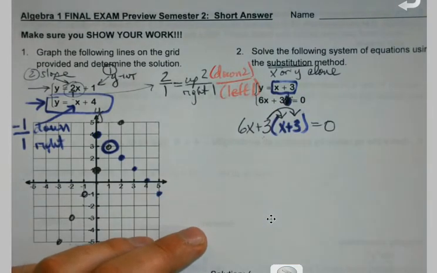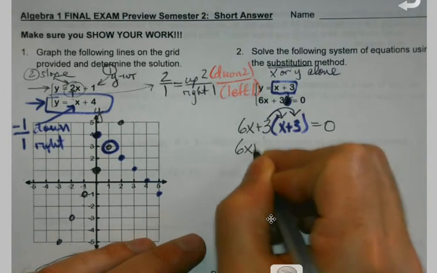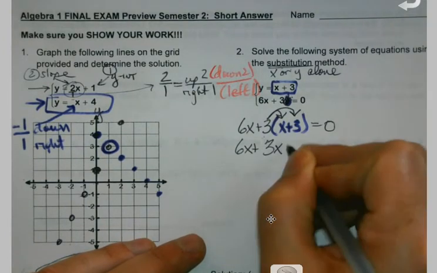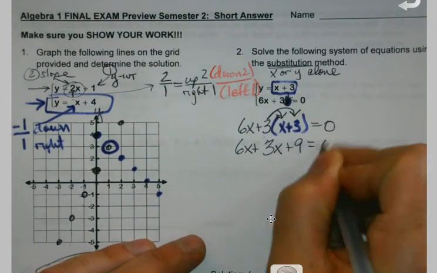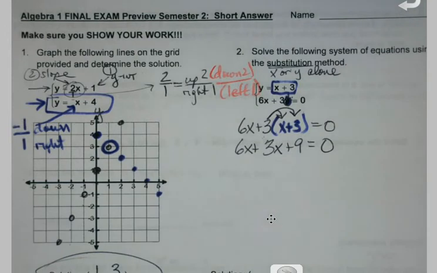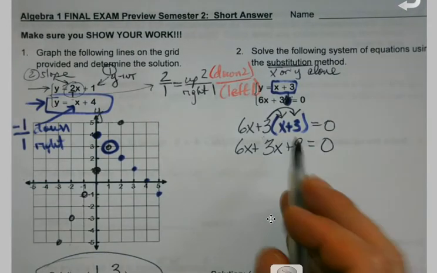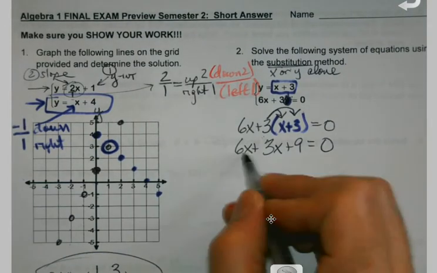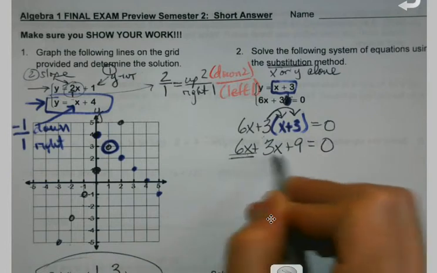rid of the parentheses so I can solve this. And make sure that you distribute your 3 not only to the x, but to the 3 as well, if you happen to have any like terms.